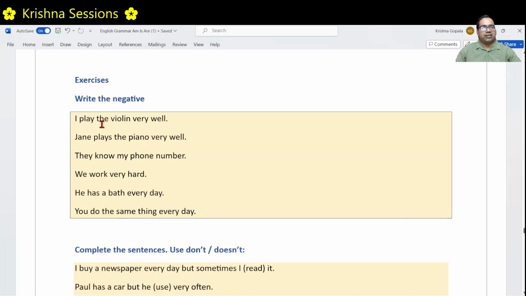Okay, let's continue. I play the violin very well. What is the opposite? I do not. I do not play. Play is anyway the base form. I do not play the violin very well. Jane plays the piano very well. What is the opposite? Jane means he, she, it. He does not play. Jane does not play the piano very well. Okay, we should remove this S if it is a negative statement.